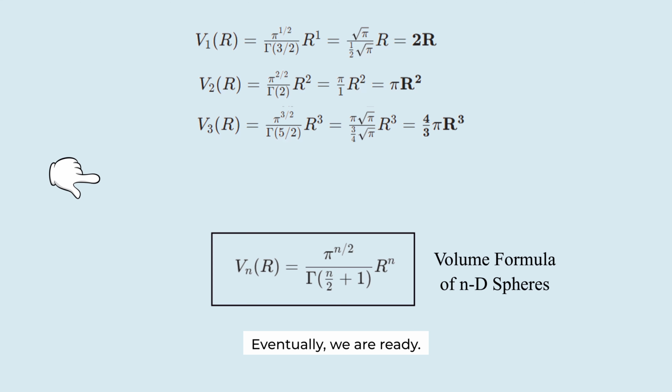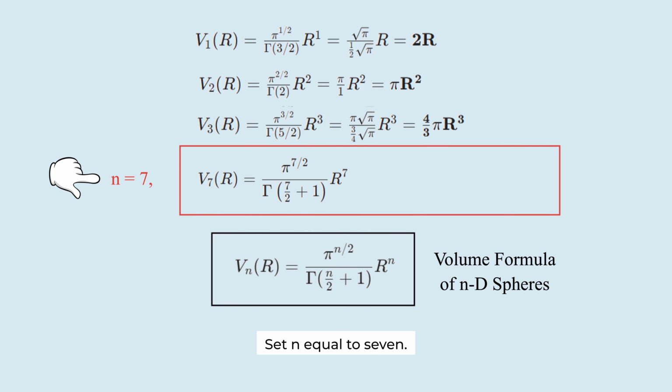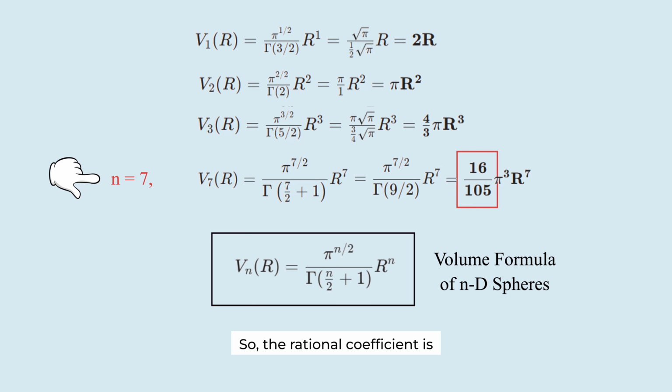Eventually, we are ready. Set n equal to 7. After simplifying the gamma function, the volume becomes this. So, the rational coefficient is 16/105. That's the answer.